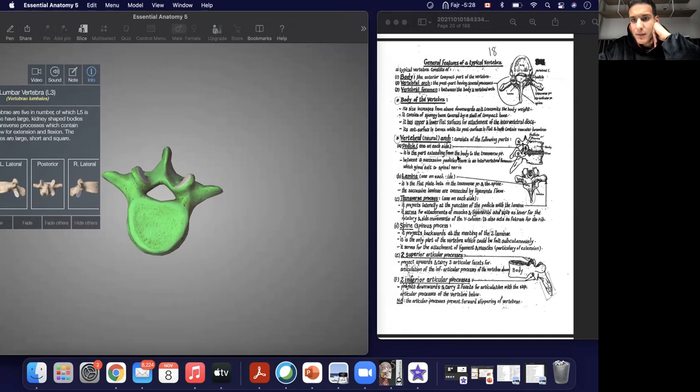It is the part extending from the body to the transverse process. So from the body, that's the body, to the transverse process, that's the transverse process. And the pedicle is this part. So we have two on each side. Between two successive pedicles, there's an intervertebral foramen, which exits to the spinal nerve.